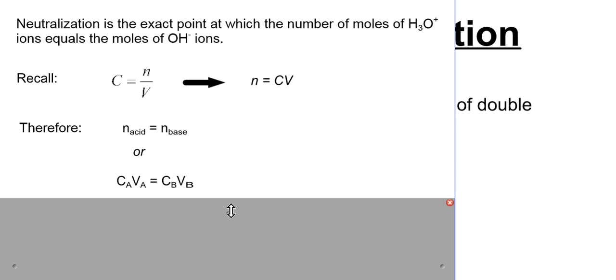So now when we're looking at A, in this case, A means acid, and B means base. Notice it looks exactly the same as the C1V1 equals C2V2 equation, but we use CA and VA to denote the concentration and volume of your acid. We use CB and VB to denote your concentration and volume of the base.